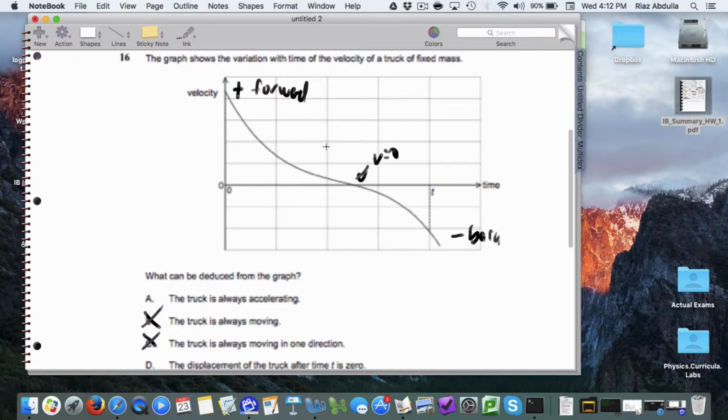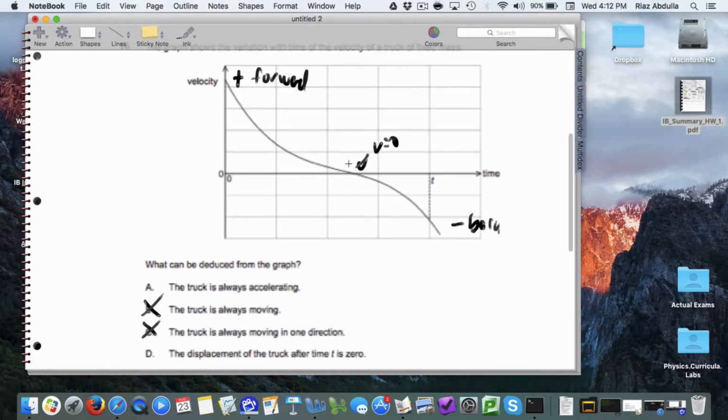Is the truck always accelerating? I'm not completely sure. It seems to me that we never really quite get a flat part. So yeah, I need a really definitively flat graph on a velocity to have no acceleration. So clearly the truck is accelerating.